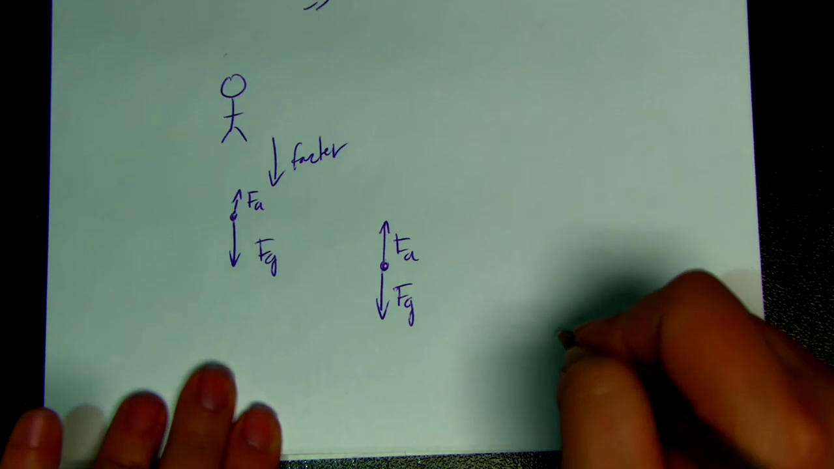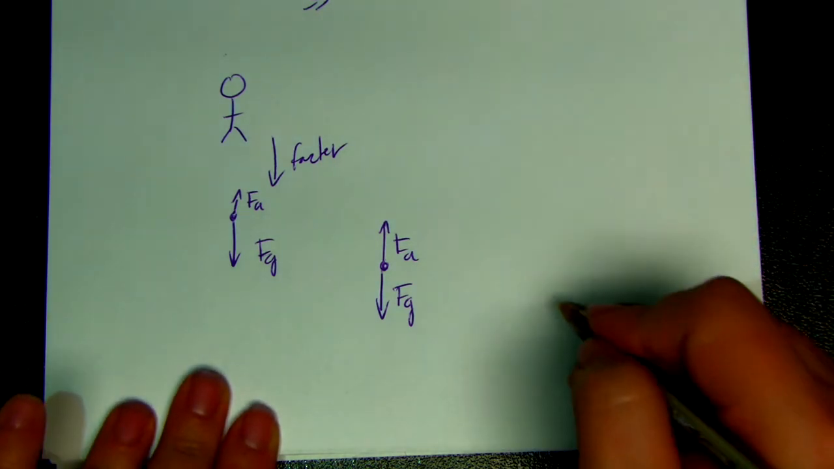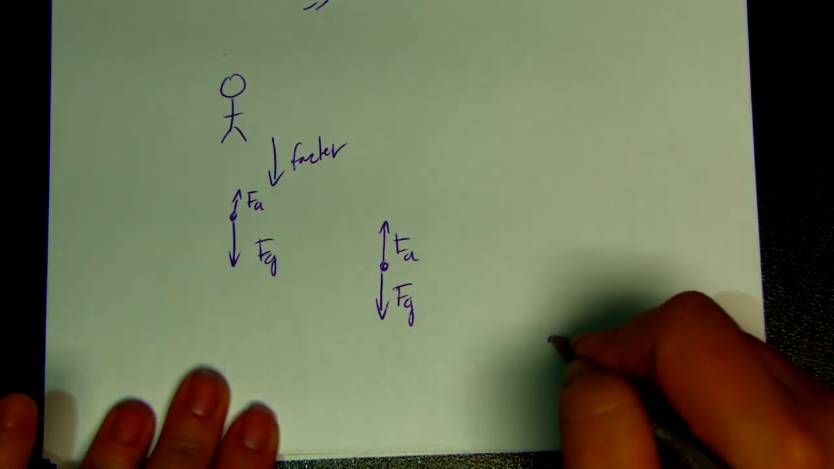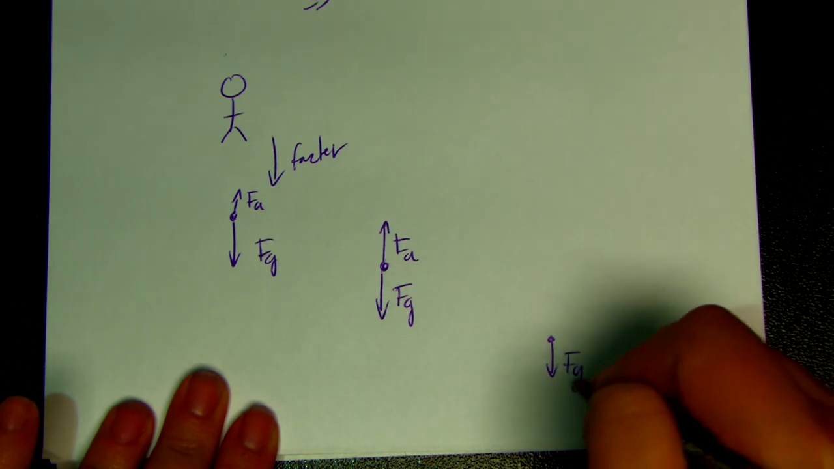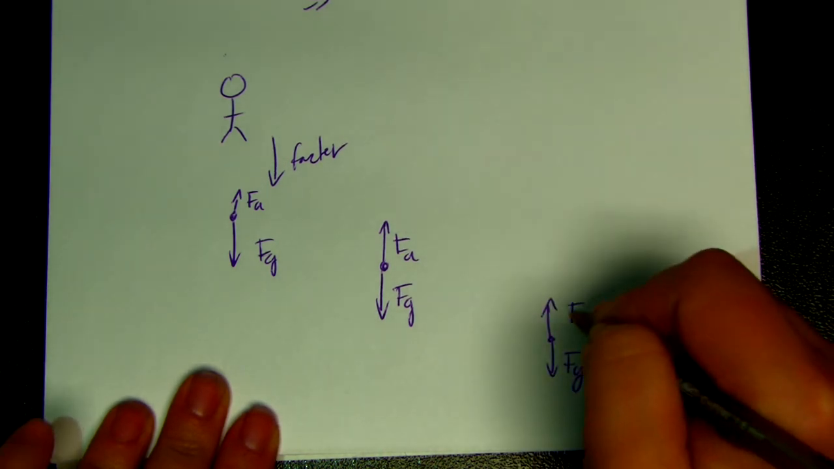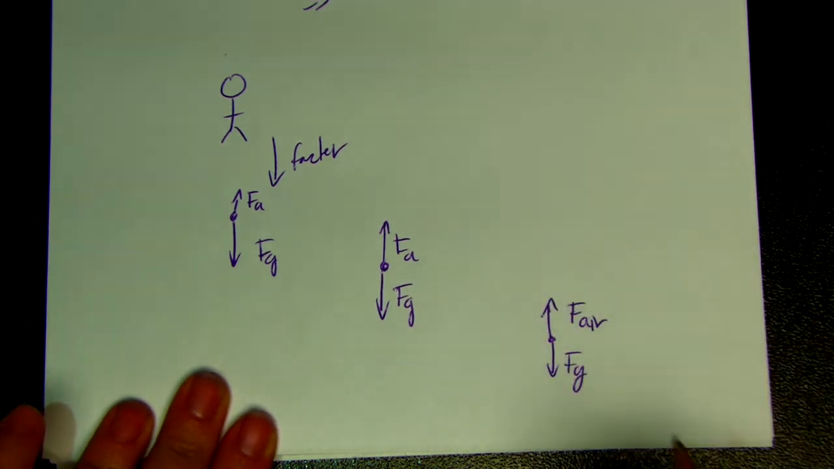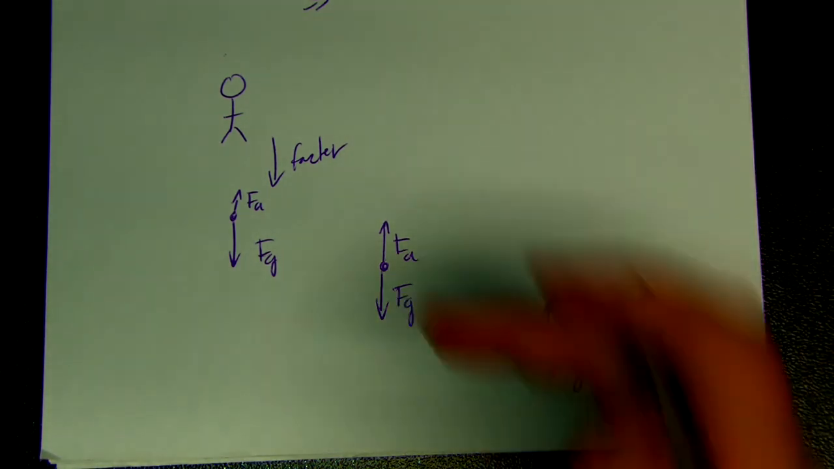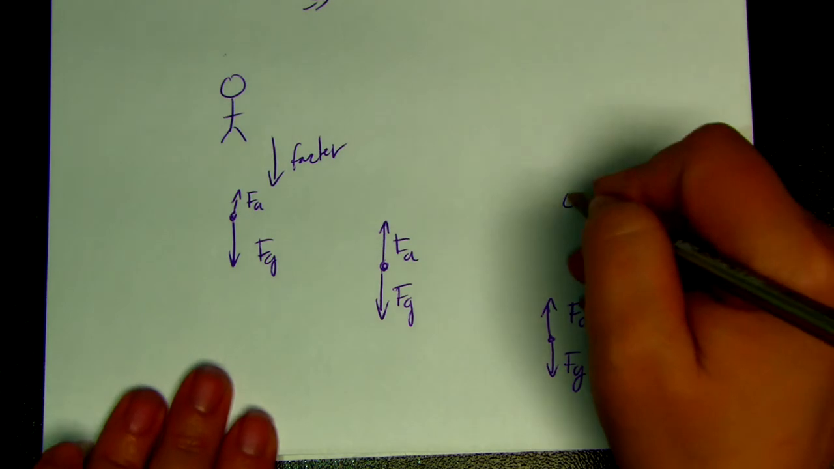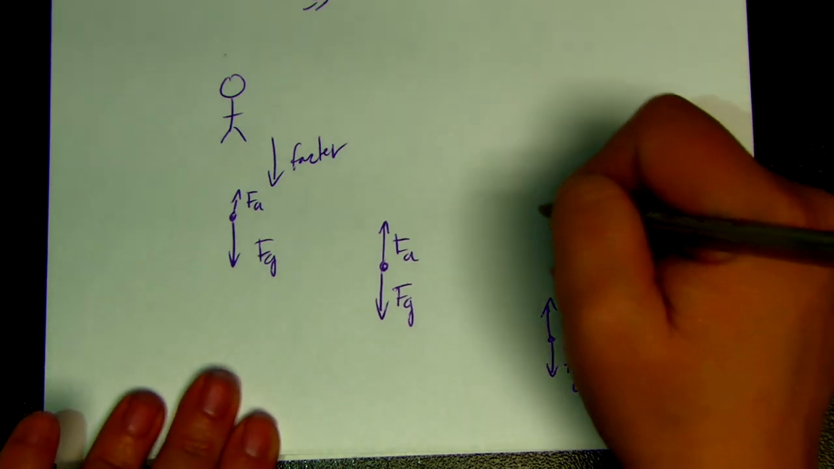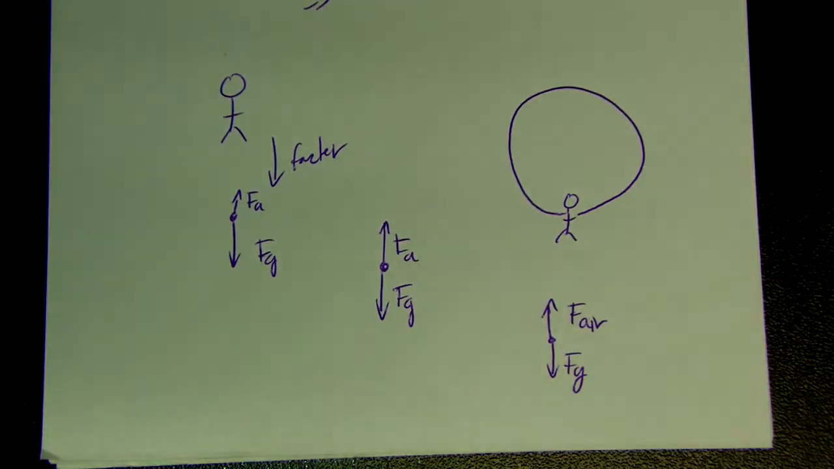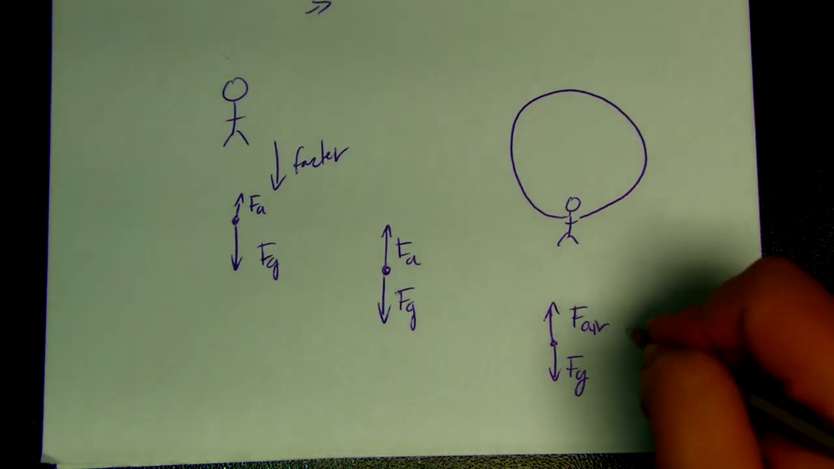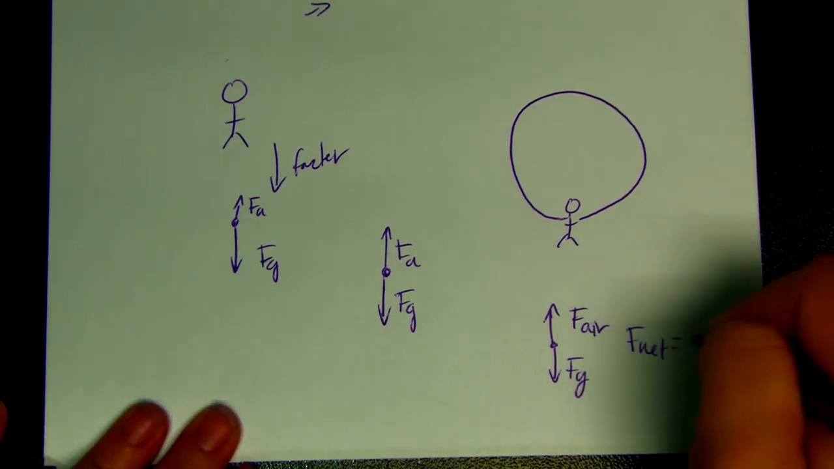And then we will get to a point where the force of gravity is going to be the same magnitude as the air resistance that's pushing them up. So gravity pulling them down, air resistance pushing them up. This would also happen when the parachuter releases the parachute, thus increasing the total air resistance. So F net in this case equals 0.